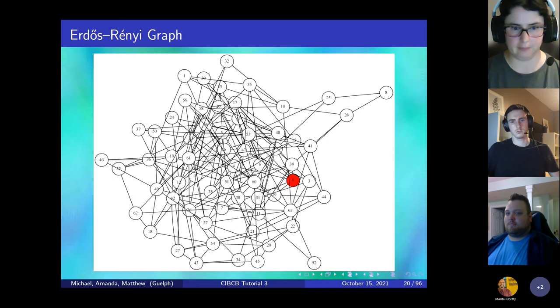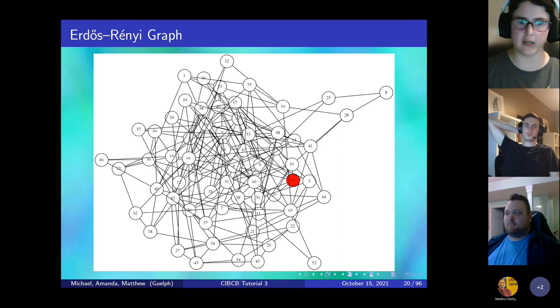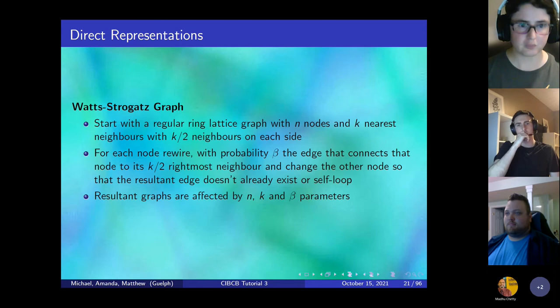And if you'll notice, it does look slightly different. You can see that just at a glance, so you're going to suspect that it has different properties when we look at how an epidemic progresses through this contact network compared to the one that I showed first. And our third type are Watts-Stogatz graphs.